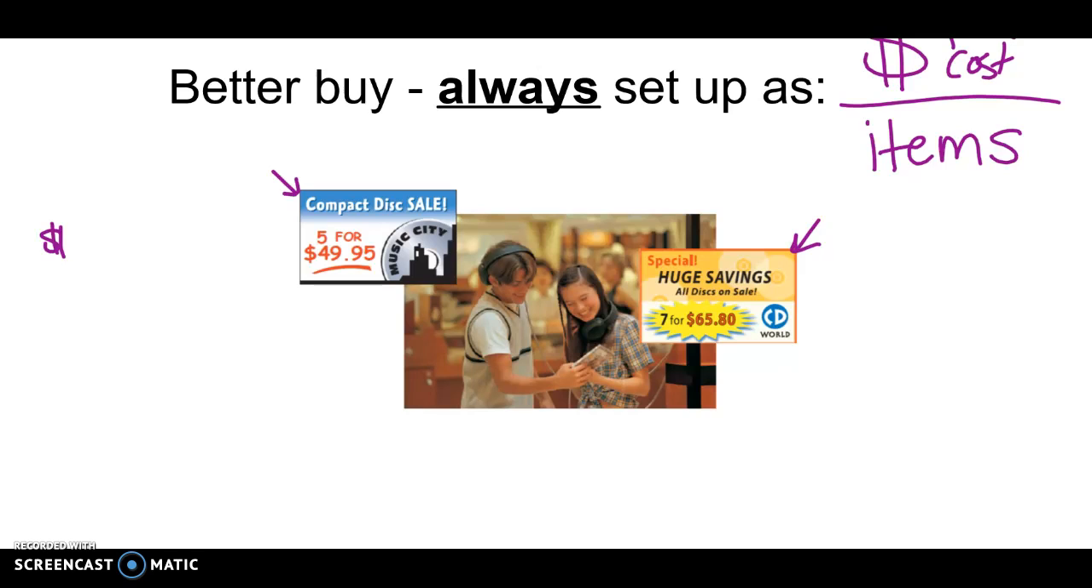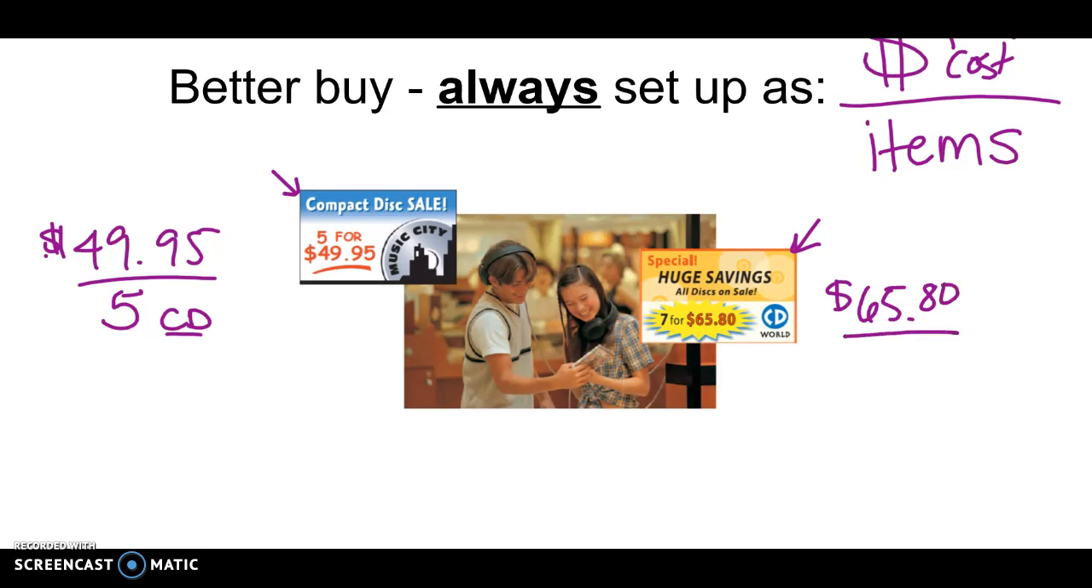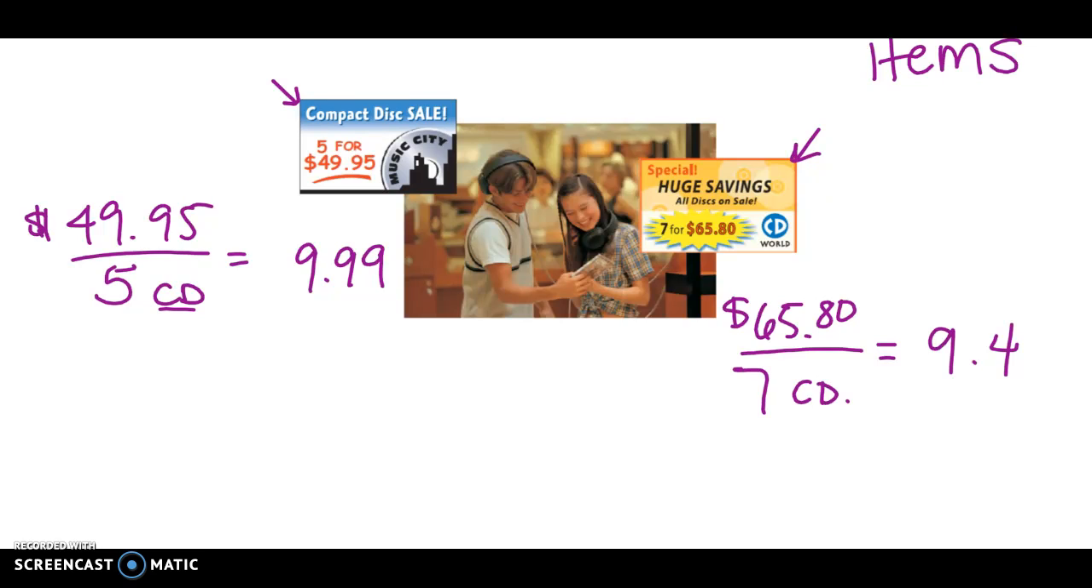So at this first store, it's $49.95 for 5 CDs. Notice that I labeled it with a $ sign and I labeled CDs. At the other store, it is $65.80 for 7 CDs. So now all we have to do is actually divide them. So divide them both in your calculator and write that down and we'll check it. So these are the numbers I get, but I need to label them.